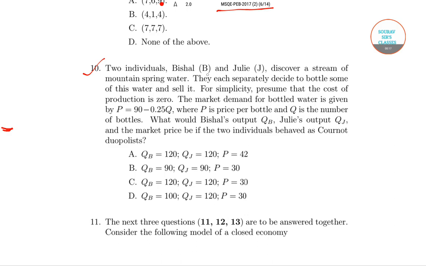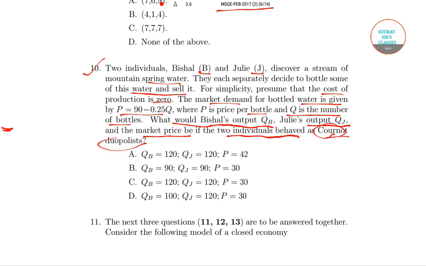There are two individuals B and J who discover a stream of mountain spring water. They each separately decide to bottle some of this water and sell it. For simplicity, presume that the cost of production is zero and the market demand for bottled water is given by this, where P is the price per bottle and Q is the number of bottles. What would Bishal's output QB, Julie's output QJ, and the market price be if the two individuals behaved as Cournot duopolists? So it is a Cournot duopoly model. Here we have to find out QB, QJ, and P, and which option is right.